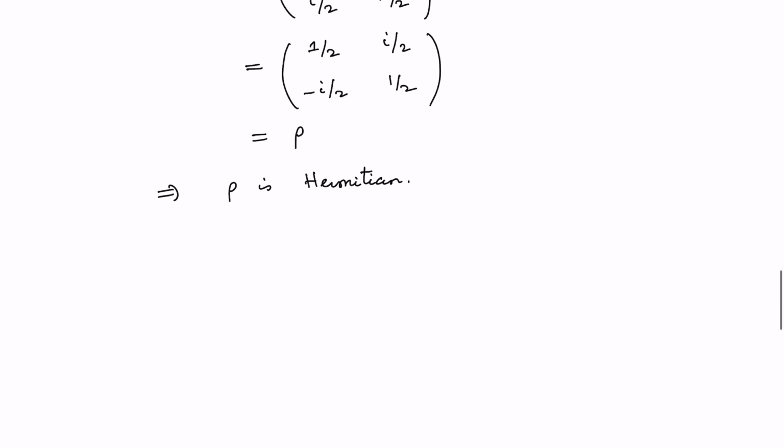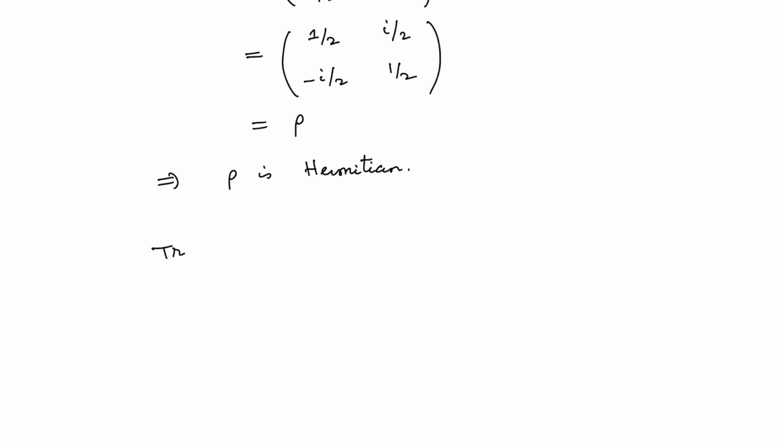Now what about the other two? What about trace rho? Trace rho is the sum of the diagonal elements, 1/2 + 1/2, that is equal to 1. So this second property is also satisfied.